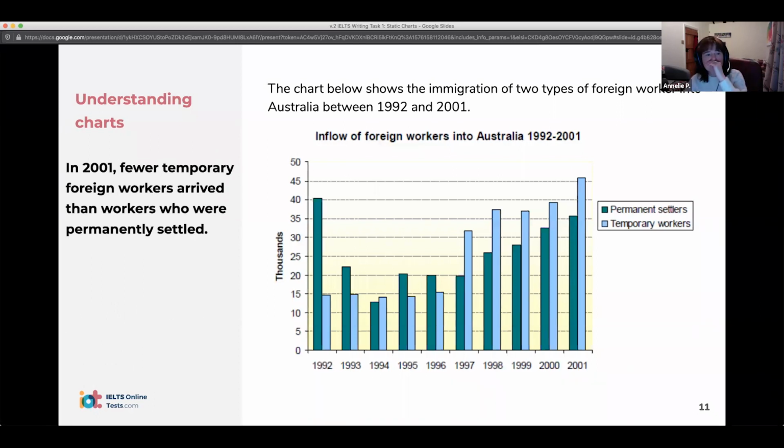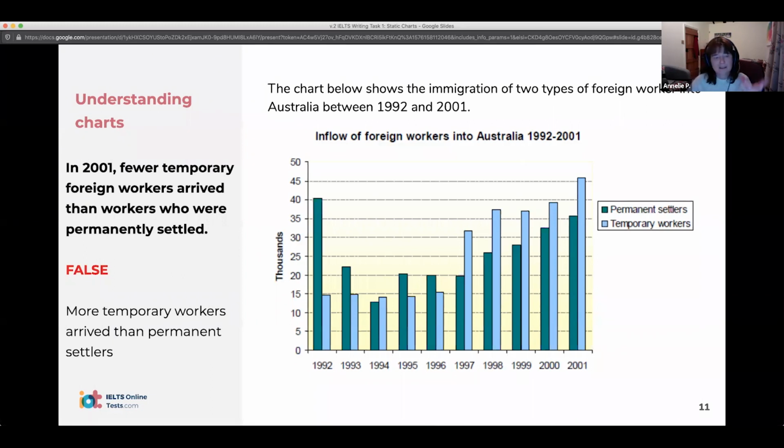So now we're looking at the last year. So there's a comparison here between the temporary workers and the permanent settlers. So fewer temporary workers, if we're looking at 2001. Okay, good. It's the other way around.